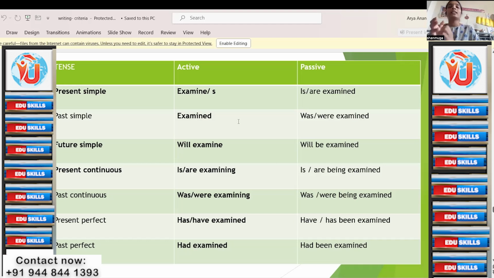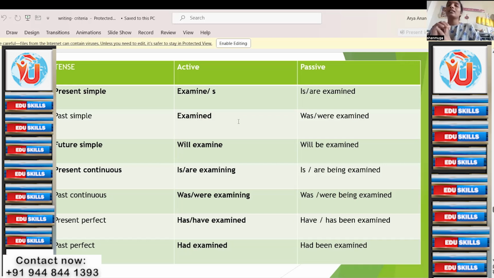If you are writing "examine" in a sentence like that, what sentence is it? Active sentence, future simple: "will examine." This is active voice. When it comes to the passive voice, you can see "will be examined." We don't need to add who examined the patient. "She will be examined." We don't need to say who is going to examine. That is the future passive simple.